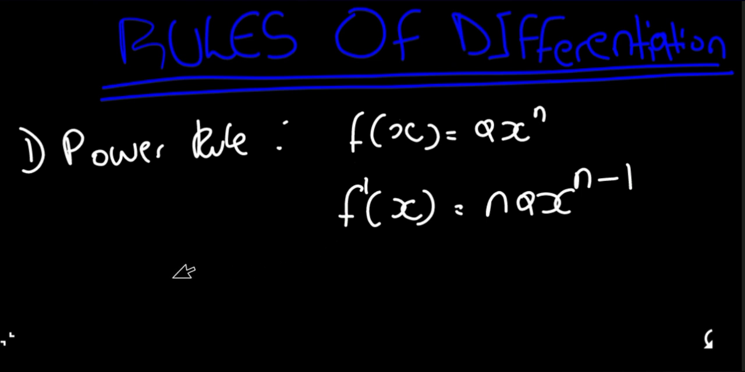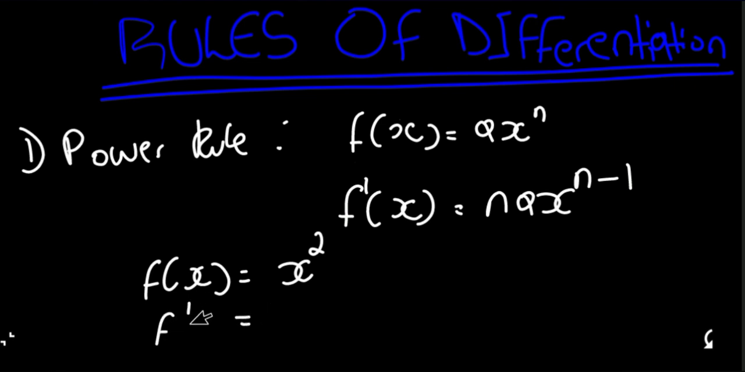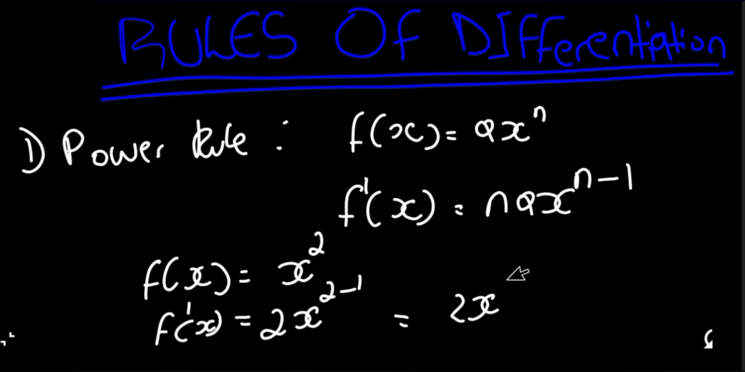Let us make an example. Say you have the function f of x is equal to x squared. Now you take 2 and multiply it by the coefficient of x, which is 1. So our derivative is going to be 2x, then the exponent is 2 minus 1, which is simply 1. This is our derivative. This is how you find a derivative using the power rule.